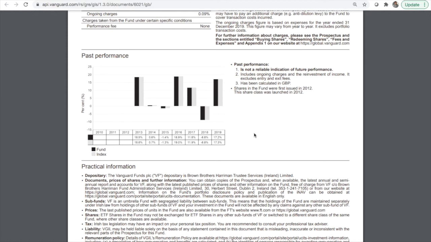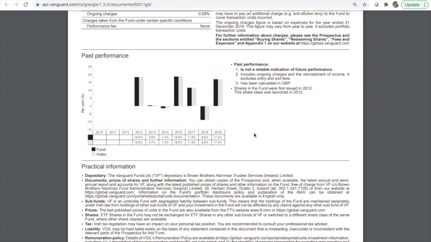So if we look at the fund, which is the top line, we can see that in 2013 there was an 18.5% yearly return, and then 2014 it was 0.6%, which is a vast contrast from the year before. 2015 it was a negative 1.4%. 2016 went back up 18.9, 11.8, negative 8.8 in 2018, and then 2019 17.2.